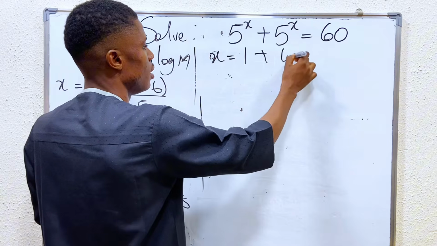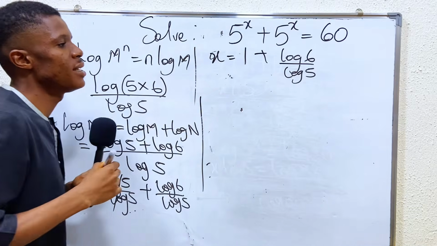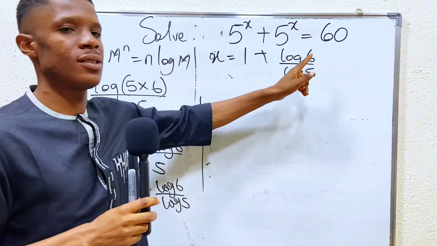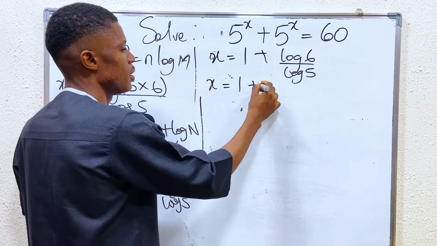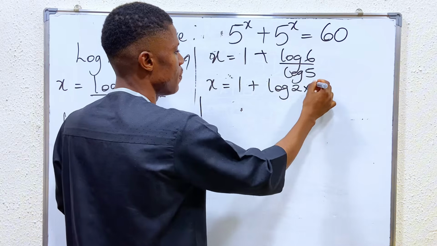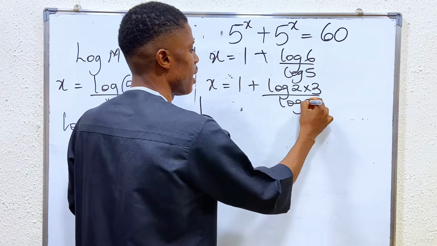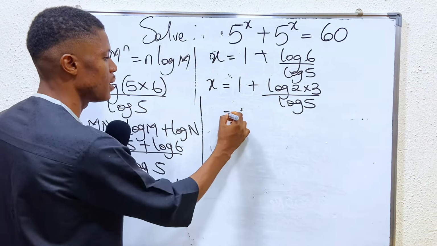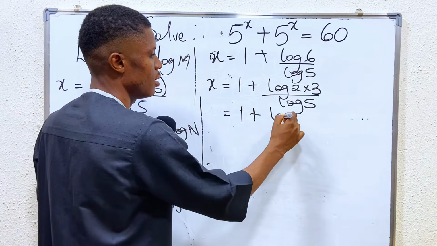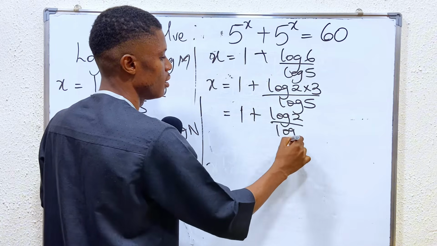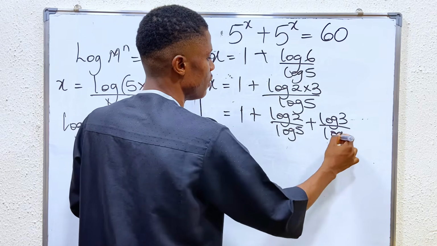1 plus log 6 over log 5. And basically, we can write 6 to be 2 times 3. So let's further break it down. x will be equal to 1 plus log of 2 times 3, divided by log 5. In this term, we can now break it down as usual, as we did here, to give us 1 plus log 2 over log 5 plus log 3 over log 5.